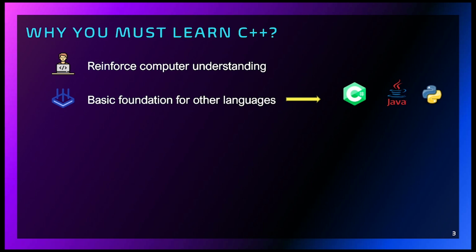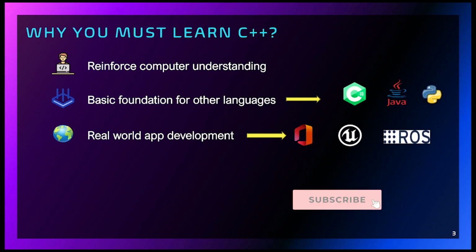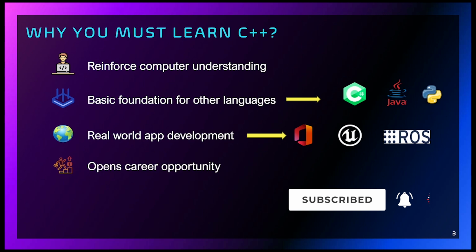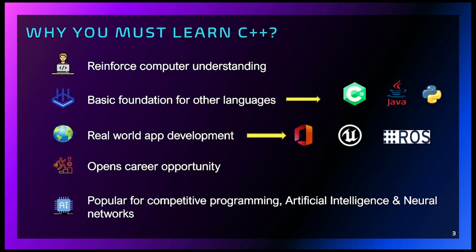The third reason is real-world app development. That is, C++ is widely used in real-world applications. For example, Microsoft Office, Unreal Engine, and Robot Operating System, in short ROS, are heavily developed in C++. The fourth reason is it opens career opportunities. So nowadays, many big tech companies require C++ as a key job requirement. The fifth reason is C++ is popular for competitive programming, artificial intelligence, and neural networks.